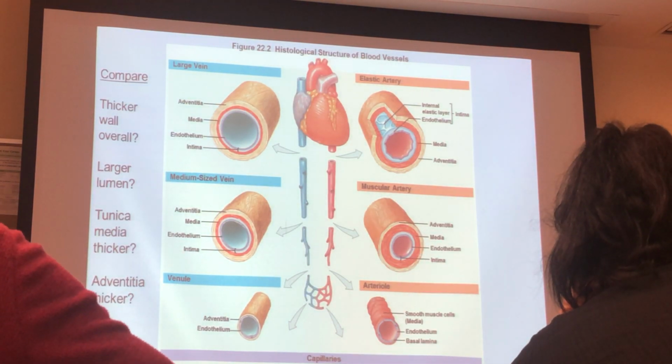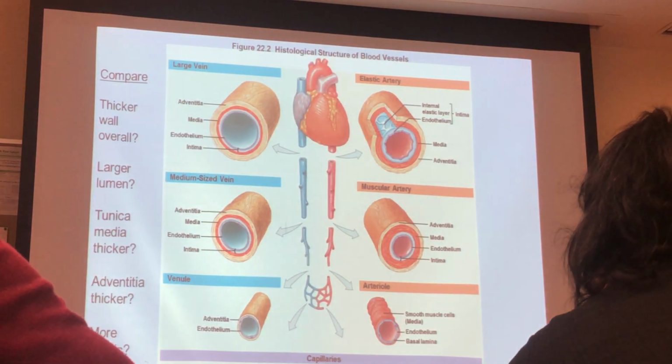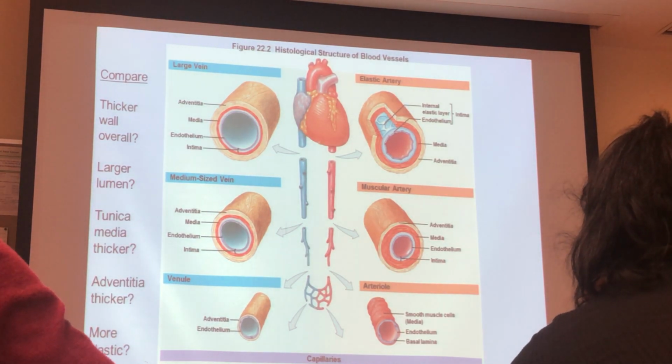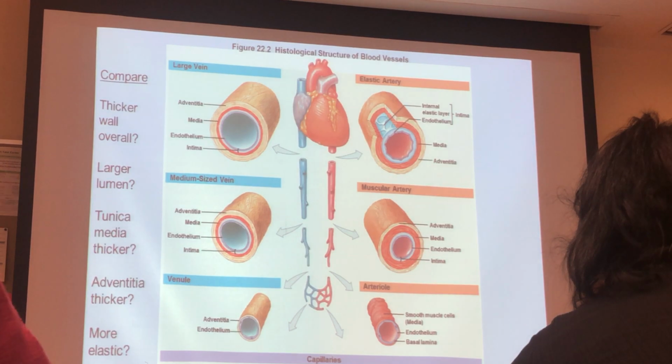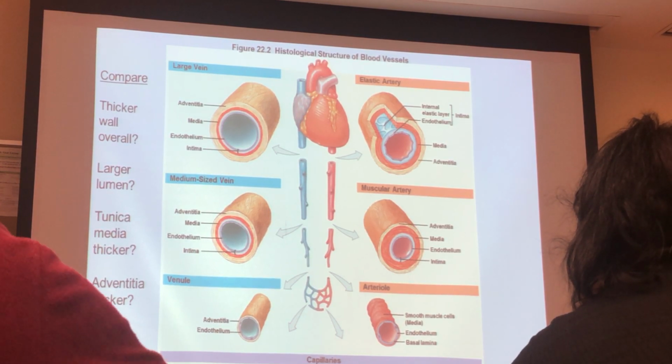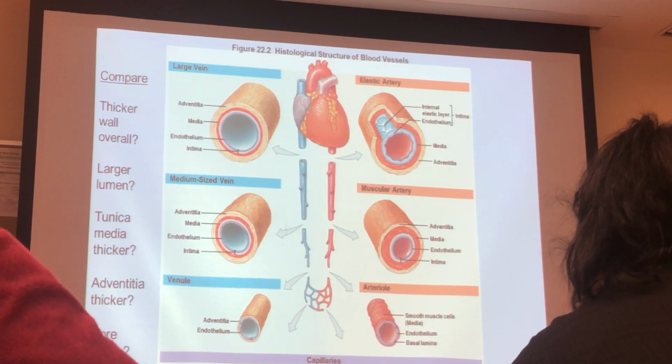So what you're going to look at now is just a flow chart of how the arteries are categorized and how the veins are categorized and all that stuff. So we're also going to look at the comparison between an artery and a vein. So let's start with elastic arteries, right? Elastic arteries are the biggest ones in your body. The aorta is an elastic artery. The abdominal aorta, thoracic aorta, those are elastic arteries.